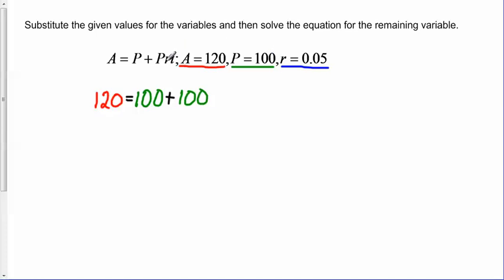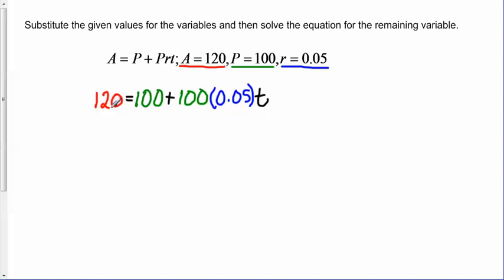Next, we see that we're going to be multiplying that by R. And because we're doing multiplication here, we want to be sure that we put this in here in parentheses. 0.05. And then we have T. And when I look, we can see that they didn't give me any kind of a value for T. So that must be the remaining variable that we're going to need to solve for. So now here's an equation that we need to solve for T. So let's think about how we're going to do that.